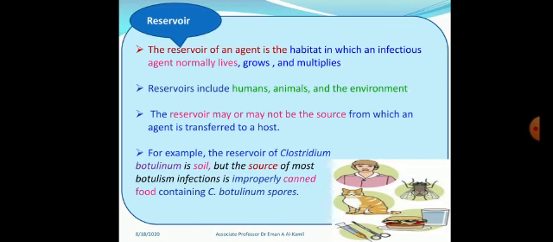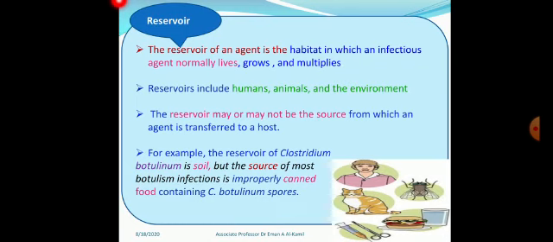There are different types of reservoirs, such as humans, animals, or the environment, where the different types of microorganisms, whether bacteria, virus, mycoplasma, fungal infection, or parasite, live and grow and multiply inside the host. It is called a reservoir. The reservoir may or may not be the source from which an agent is transferred to the host.